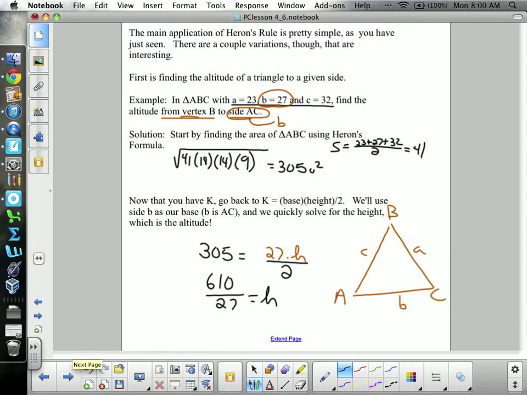I don't know 610 divided by 27 off the top of my head. 22.6 approximately. Whatever the units are. And ladies and gentlemen, that's what falls into the more difficult problem category today, because we have to do two different area formulas. First we have to find the area of the triangle, then we have to use the area to find the height. But if you're not sure which side you're dealing with, read the instructions, draw a quick picture, and you can quickly see which side to use as your base.